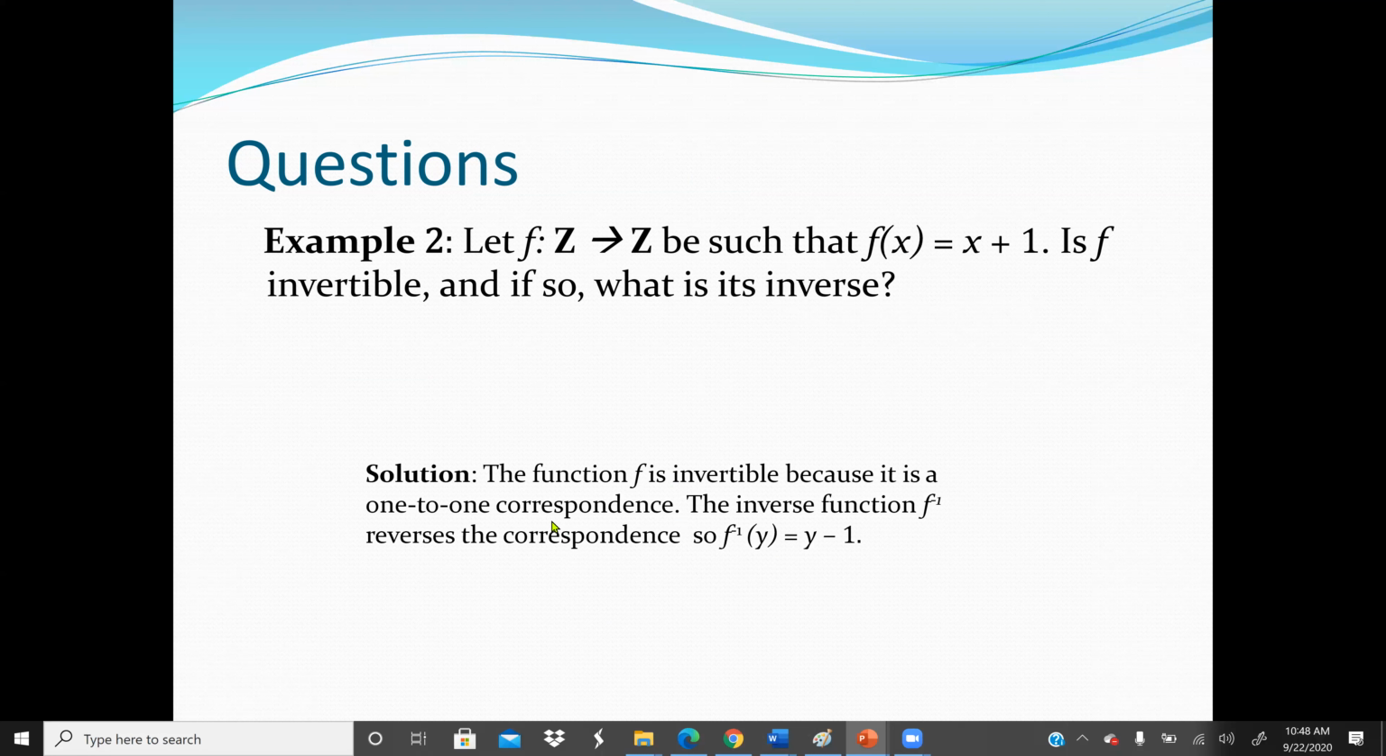And the function f is invertible because it is 1 to 1, x plus 1. So the inverse of this function will be f at y equal to y minus 1. We invert the positive to negative.